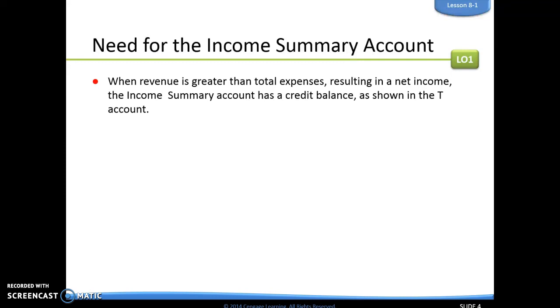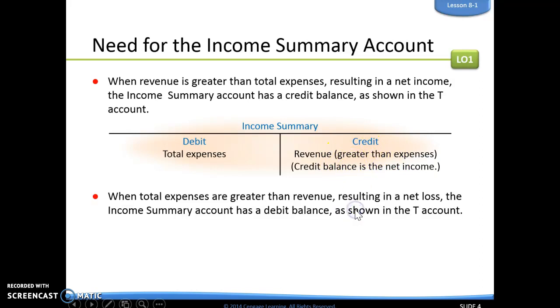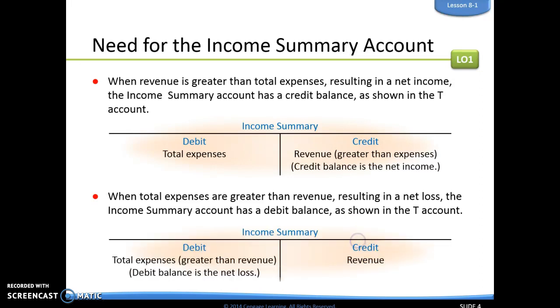When revenue is greater than total expenses, this would give us a net income. Our income summary account then would have a credit balance as shown in the T account. So here they're just showing us income summary. If revenue is greater than expenses, we will have a credit balance. When total expenses are greater than revenue, meaning we have a net loss, our income summary then would have a debit balance as shown in this T account. So in this case, our total expenses is greater, therefore we would have a debit balance.